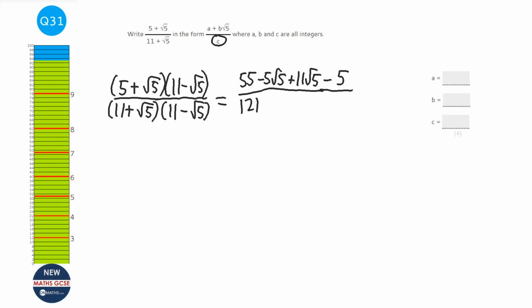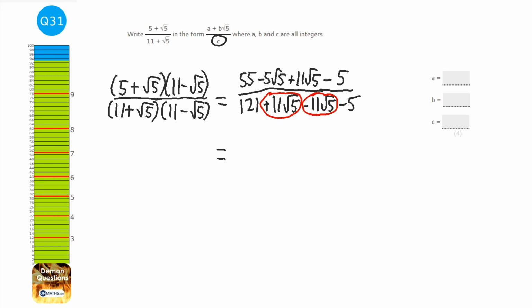We've got root 5 times 11, which is plus 11 root 5. Then we've got minus root 5 times 11, which is minus 11 root 5. And then we've got positive root 5 times negative root 5, which is minus 5. Now you might see what happens at the bottom. The whole purpose for doing this is you end up with the surds cancelling each other out.